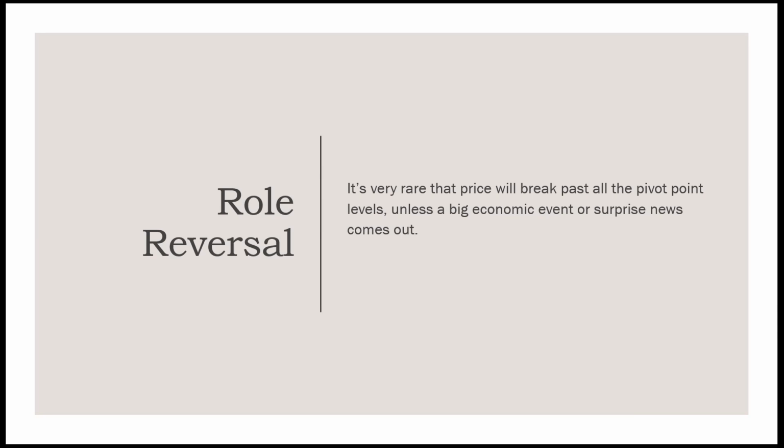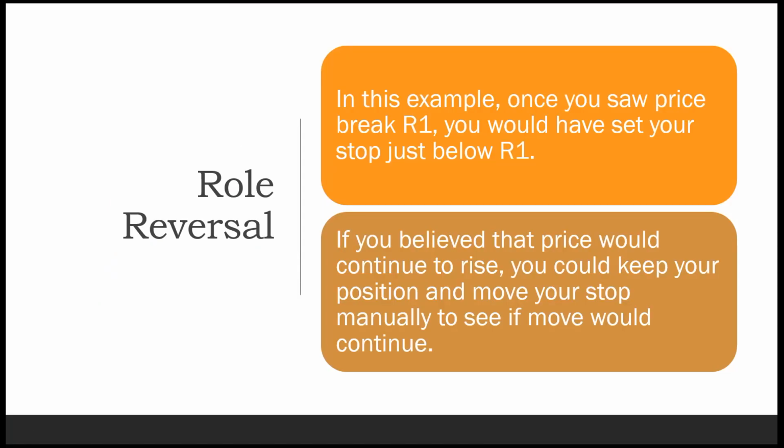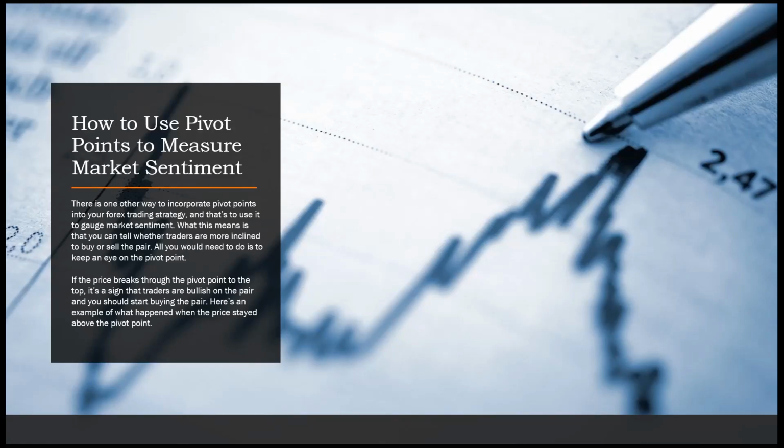It's very rare the price will break past all the pivot point levels unless a big economic event or market surprise happens. So here you can see the elevator moving up and the elevator moving down. You can use it to set your targets, your stop losses, your entry points. So in this example, once you saw price break R1, you would have set your stop just below R1. If you believed the price would continue to rise, you could keep your position and move your stop manually to see if the move would continue.